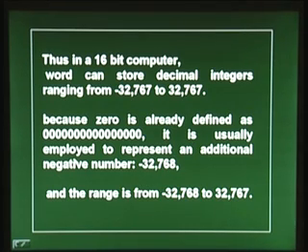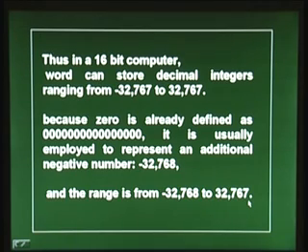You don't need to store that. Everything is 0, it's a 0. So I can use that to store one more number. I store minus 32,768 on that number. So my range now becomes minus 32,768 to plus 32,767. That's the range in which I can store these numbers.